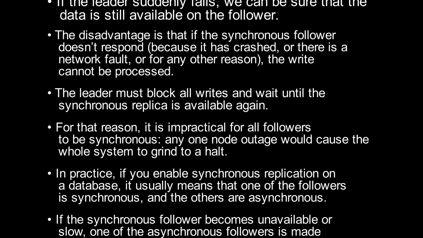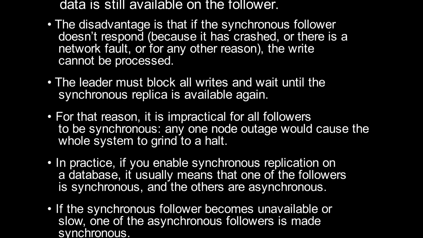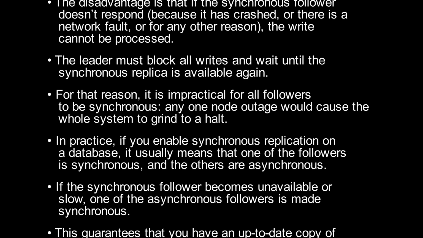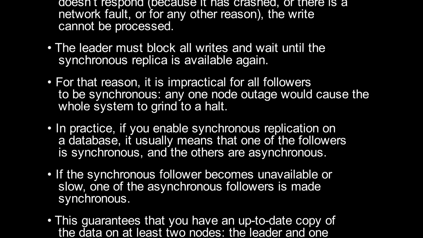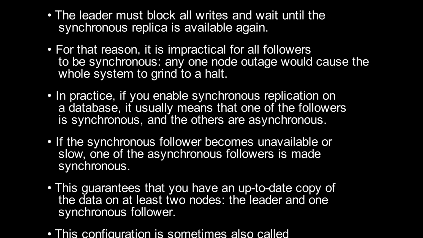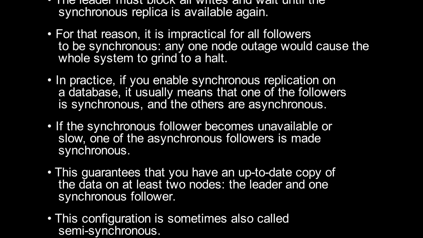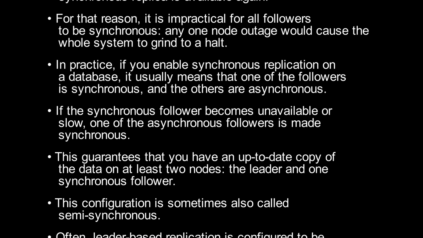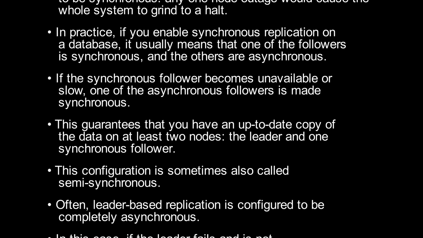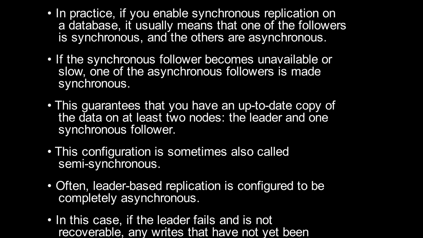In practice, if you enable synchronous replication on a database, it usually means that one of the followers is synchronous and the others are asynchronous. If the synchronous follower becomes unavailable or slow, one of the asynchronous followers is made synchronous. This guarantees that you have an up-to-date copy of the data on at least 2 nodes, the leader and one synchronous follower. This configuration is sometimes also called semi-synchronous.